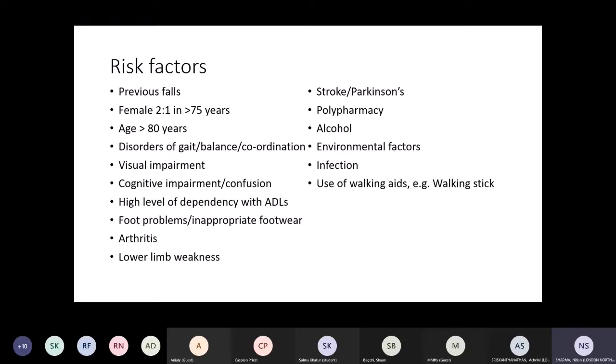So this is the most common cause for mechanical falls. And then foot problems, arthritis, lower limb weakness, then stroke, definitely Parkinson's, as I told you, with disorders of gait, polypharmacy, a very important and one of the most common reasons for falls, alcohol. This is not common in elderly, but more in patients aged about 50 to 70. Then environmental factors, infection, using of walking aids like a walking stick. This predisposes again to the mechanical falls.